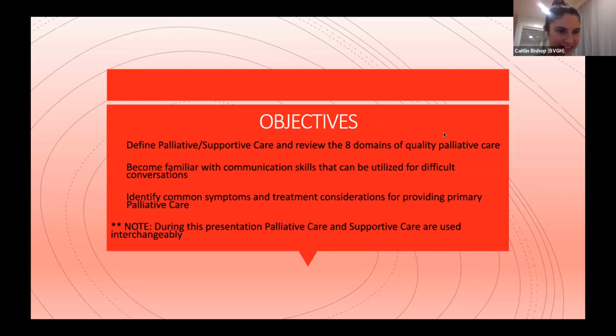I have no disclosures, and the objectives for today are just to define palliative supportive care, review the 8 domains of quality palliative care, familiarize ourselves with communication skills that can be utilized for some difficult conversations, identify common symptoms and treatment considerations for providing primary palliative care. Please note during this presentation, I do use palliative care and supportive care interchangeably. So in this presentation, they both mean the same thing.